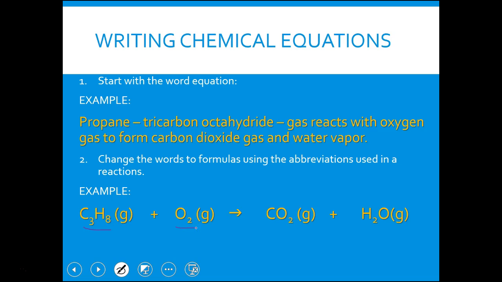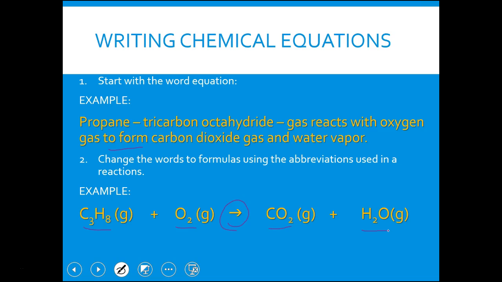Remember, oxygen is part of Brinkelhoff, so we have to have O2 because it never occurs by itself. And then we see the words to form. Well, to form means the yield sign, okay? Then we have carbon dioxide gas, there we go, and water vapor. Vapor means water is in gaseous form. We use that to describe water. So that is getting to the skeletal equation.